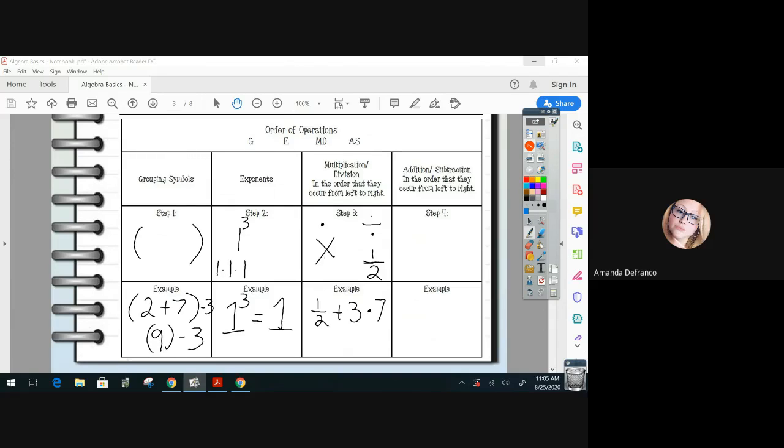We would have to do that fraction. What is 1 divided by 2? 1 divided by 2 gives us 0.5. And now we do the multiplication. We bring down that addition symbol, 0.5. What is 3 times 7? 3 times 7 is 21. And last step, addition or subtraction.